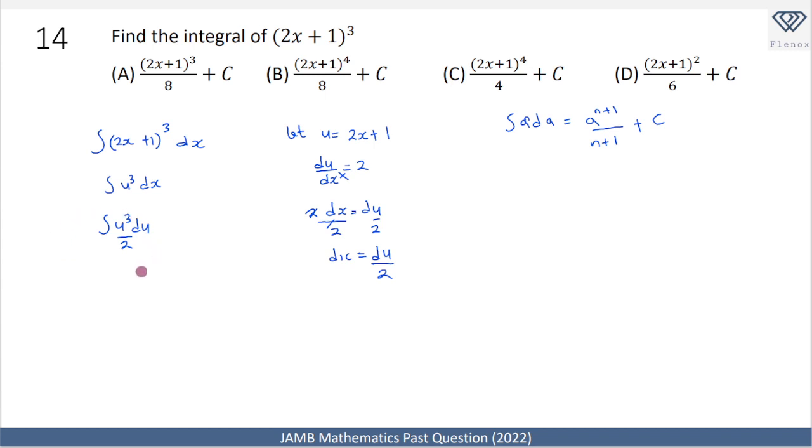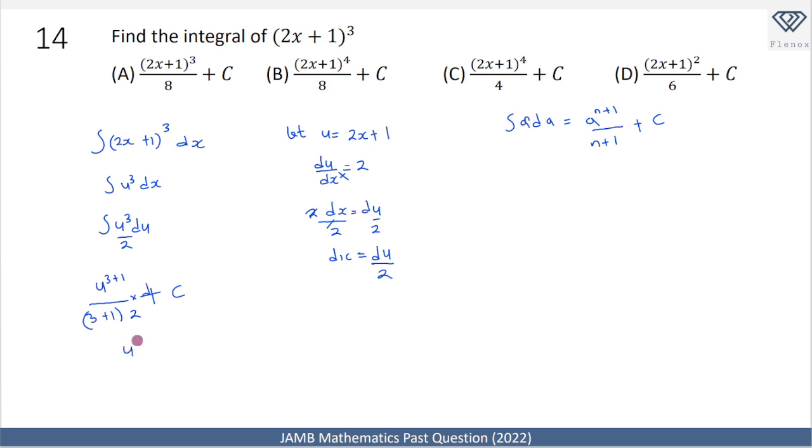So the integration of u cubed is just going to be equal to what? u raised to the power of 3 plus 1 over 3 plus 1. Then we have times du, or times 2 over here, because we still have the 2 in the base, right? So then plus our constant of integration, c.